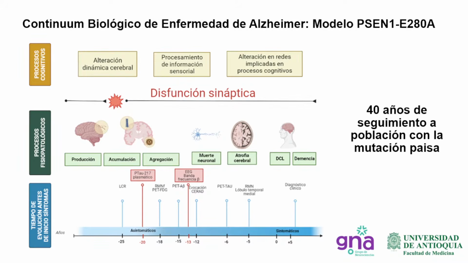13 años antes, cambios en el electroencefalograma, específicamente en la banda de frecuencias beta. 12 años antes, cambios en pruebas de memoria. Son personas asintomáticas, no tienen quejas de memoria, pero en pruebas de memoria empiezan a presentar un declive o un cambio comparado con los no portadores.